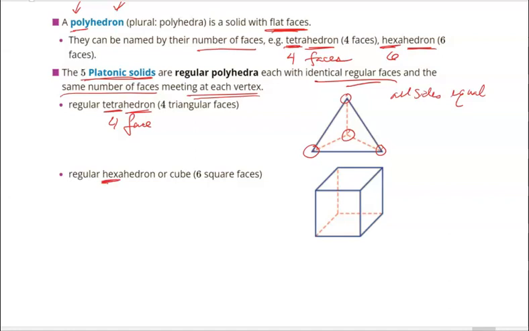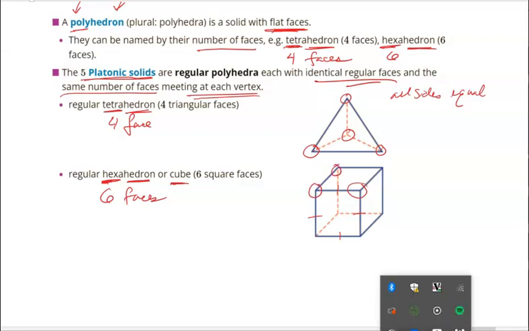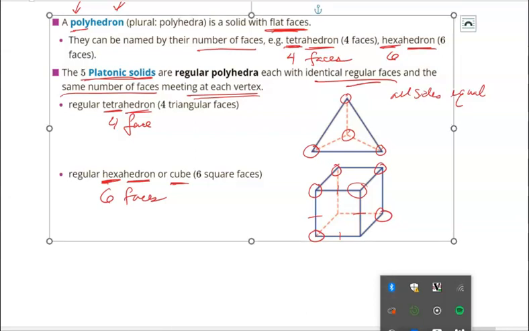This regular hexahedron, 6 faces, is also known as a cube, for people playing at home. It's got 6 square faces, and of course we know that a square is regular because all the sides are equal. And at each corner, at each vertex, we've got 3 of those square faces coming together, and that will be true of every single one of these places, every one of these vertices, every one of these corners.